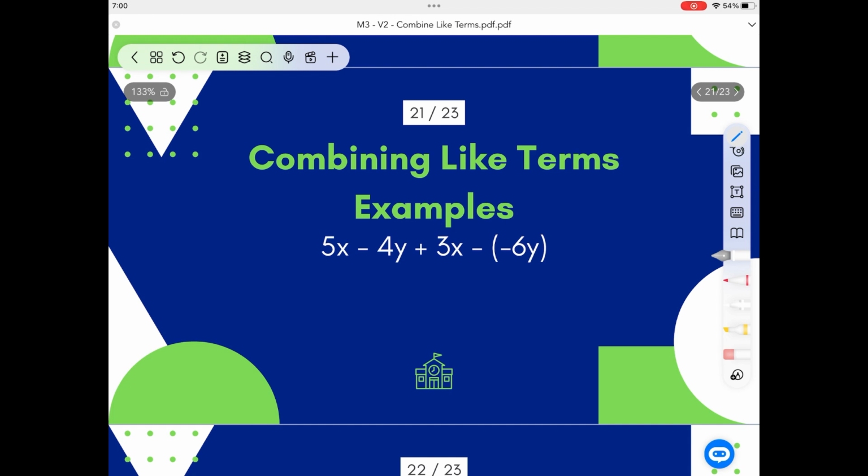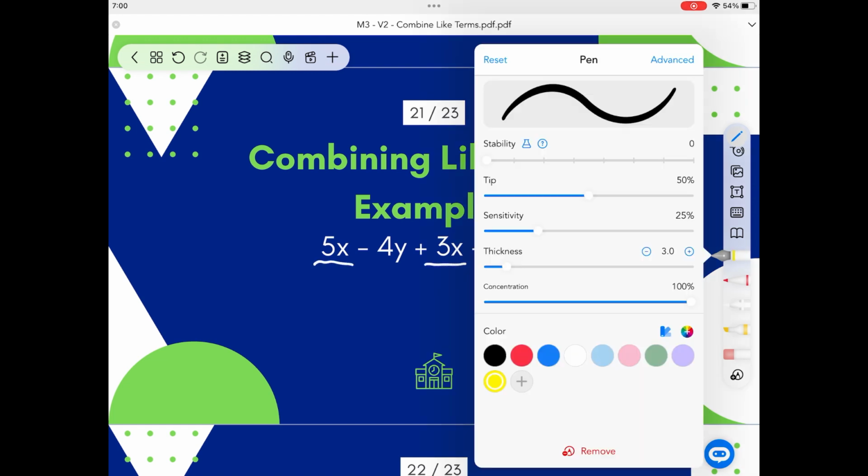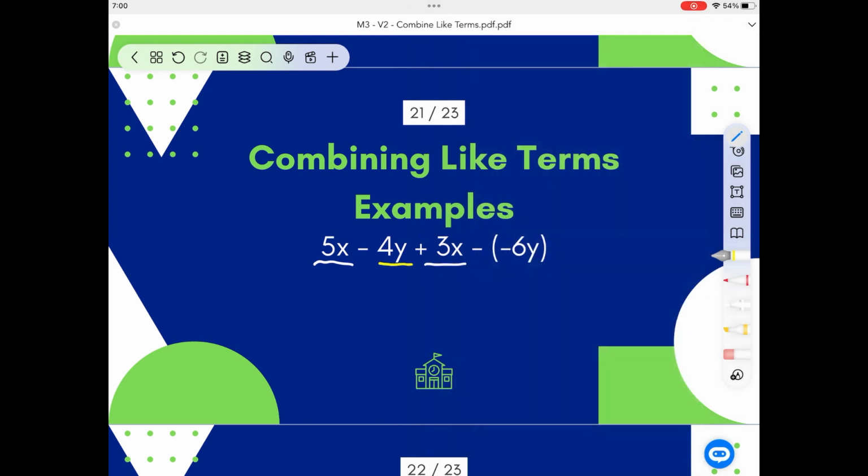Down here, 5x minus 4y plus 3x minus negative 6y. As I look at this one, I see a couple of sets of terms that I believe could be like terms. I see a 5x and a 3x, and then I see some y terms here, negative 4y, and then we have this minus negative 6y. We haven't seen one of these just yet in our videos, but what happens when we subtract a negative term?